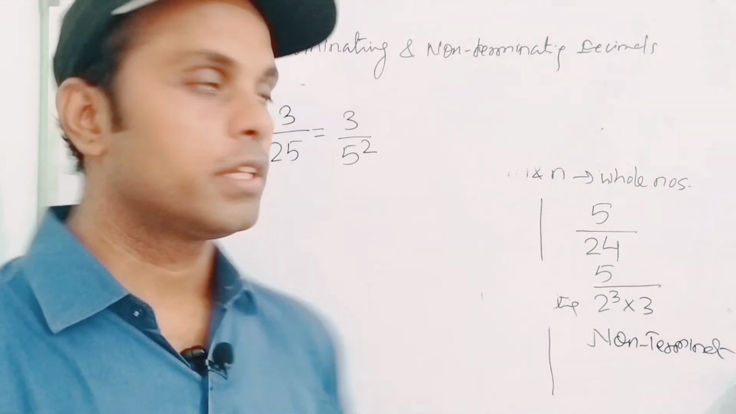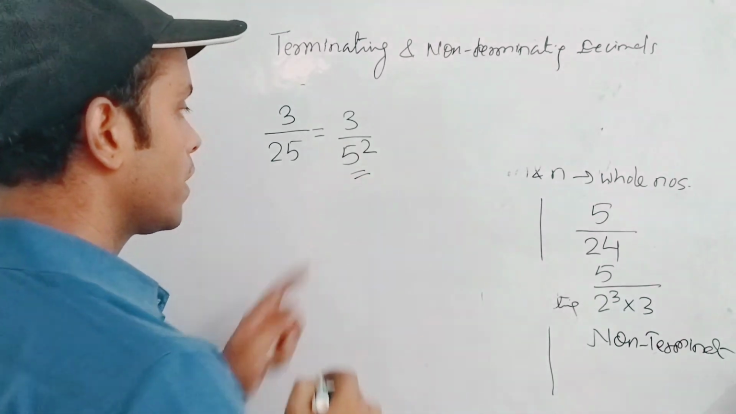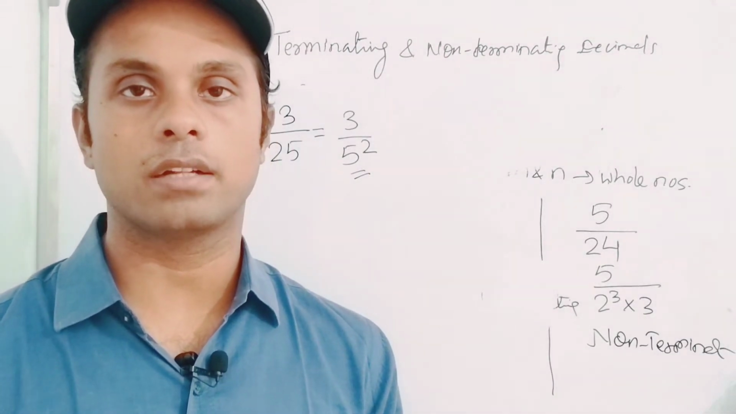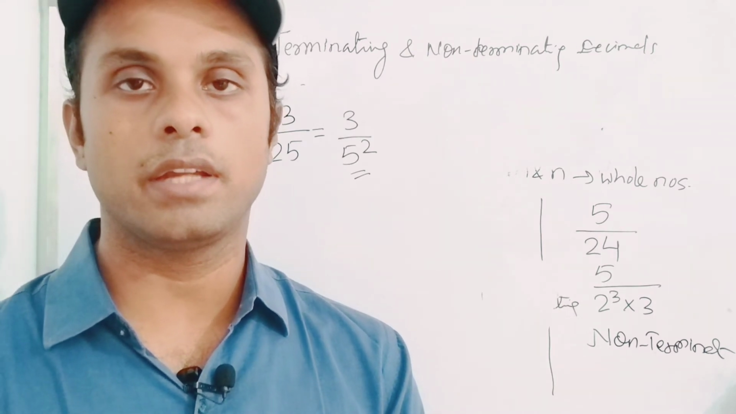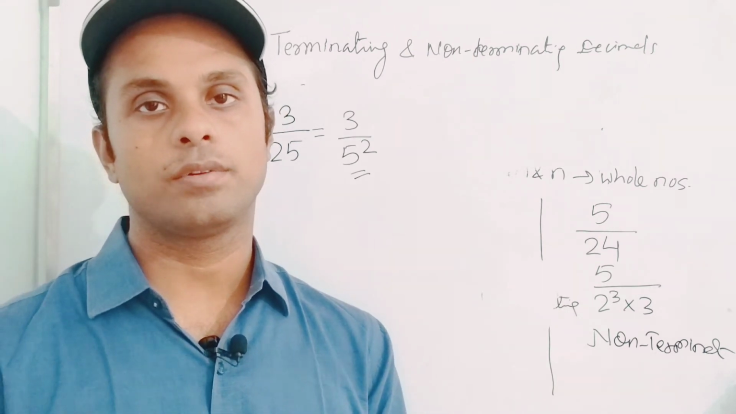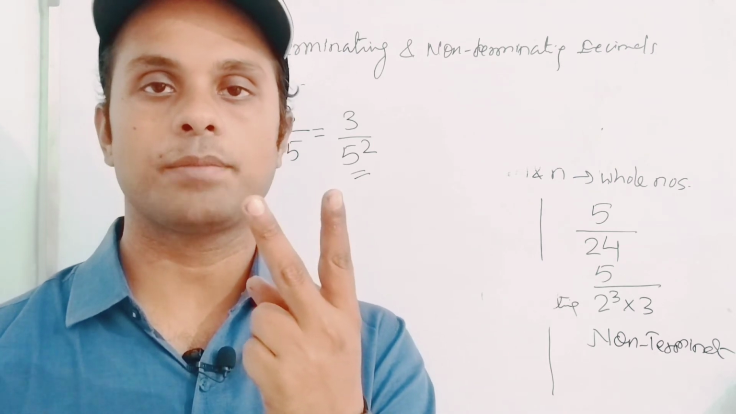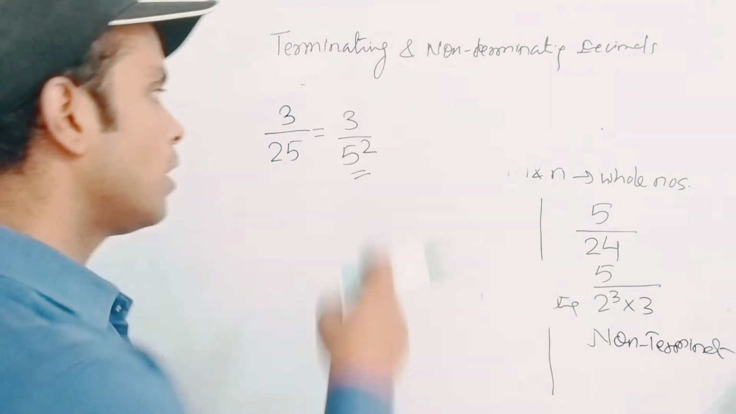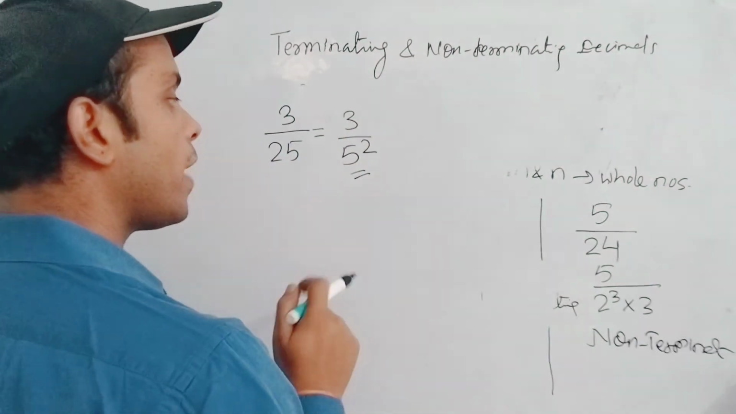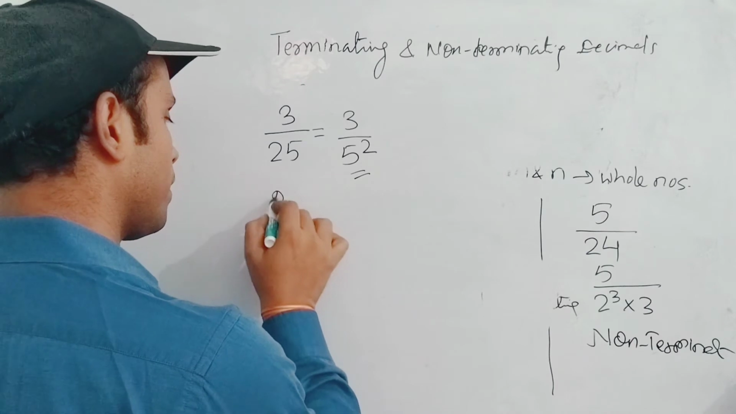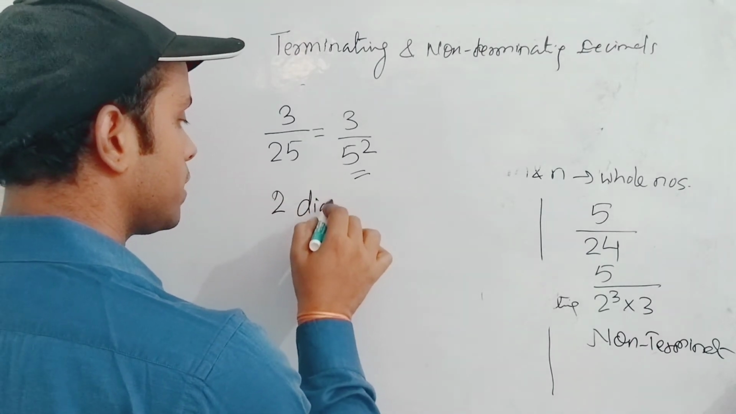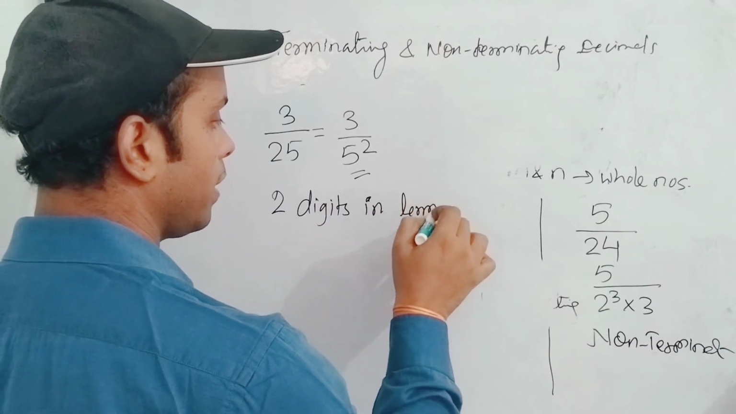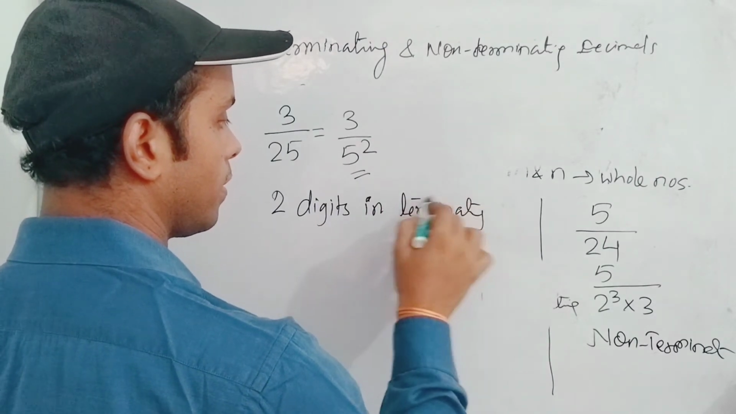Now the power of 5 here is 2. So 2 tells us that the number of digits in its terminating decimal will be 2 only. That means there are only 2 digits in the decimal expansion of 3 upon 25. So you can say there are 2 digits in the terminating decimal.